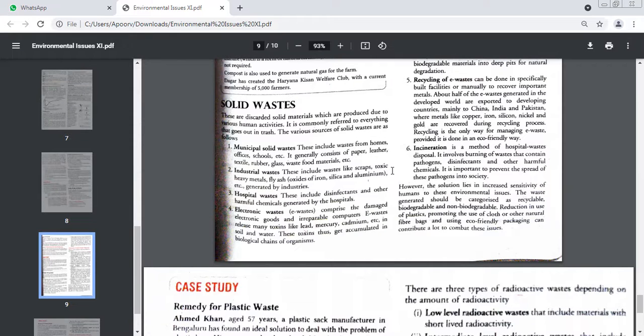First is the, yes, beta. Like when you go to McDonald's or something, it's always written trash there. Have you seen those counters where you put your empty, used tissues and all? It's written trash in those places. That means you put your municipal solid waste there. They include waste from homes, offices, schools, etc. Paper, leather, rubber, glass, waste food material are put in this category. Tell me 3 examples of municipal solid waste. Paper, leather, textile.